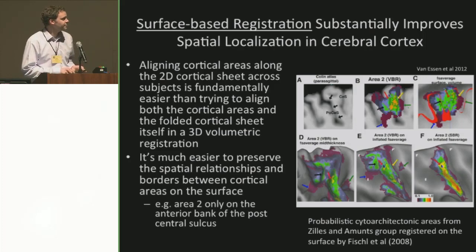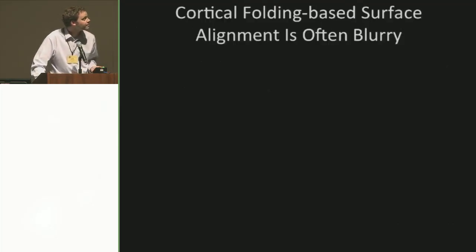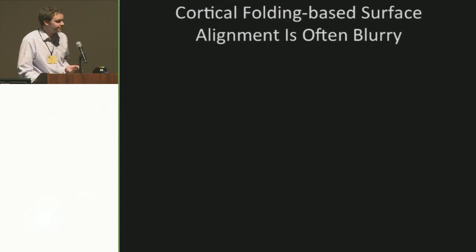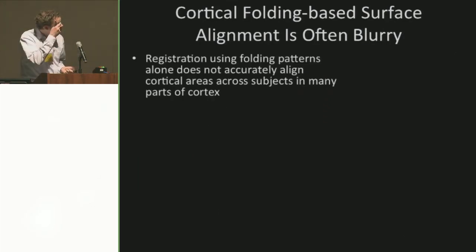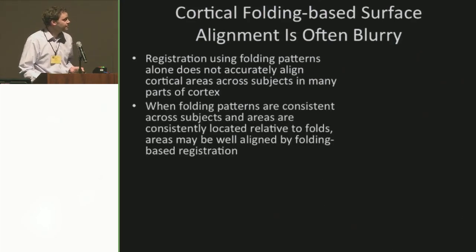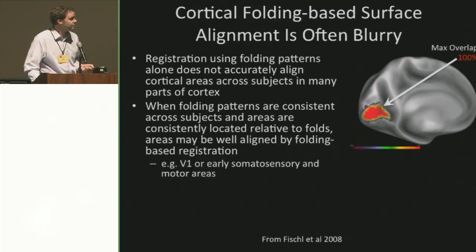But if we just make one change, we take the same cytoarchitectonic definitions and we map them onto the individual subject surface and register them on the surface, we get a much cleaner probability map with higher overlap. But often cortical folding-based surface alignment is blurry. So registration using folding patterns alone often doesn't accurately align cortical areas across subjects in many parts of the cortex. Generally, if folding patterns are consistent across subjects and the areas are consistently located relative to the folds, like we saw in the last talk, those areas may be well aligned by folding-based registration.